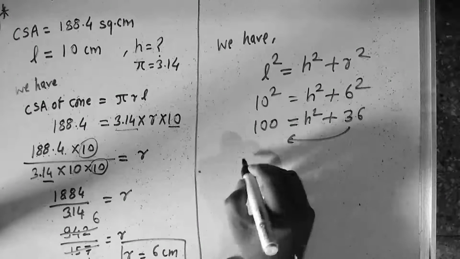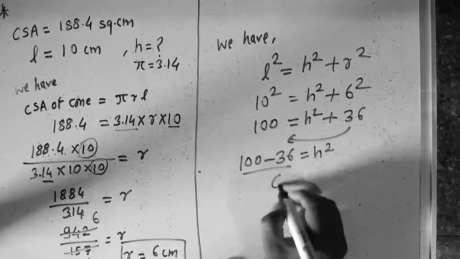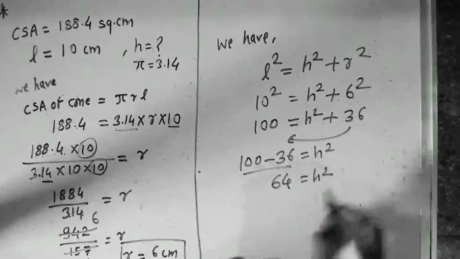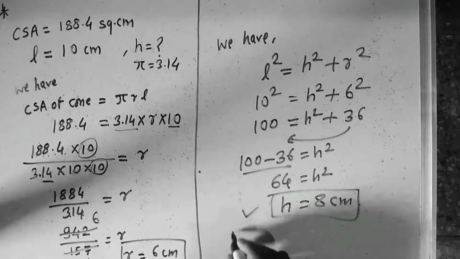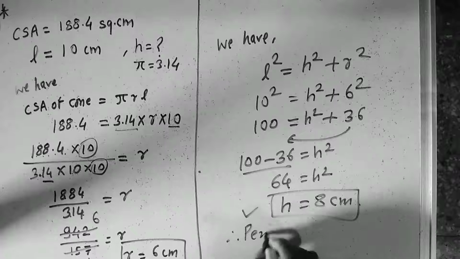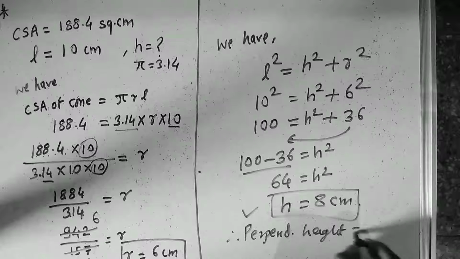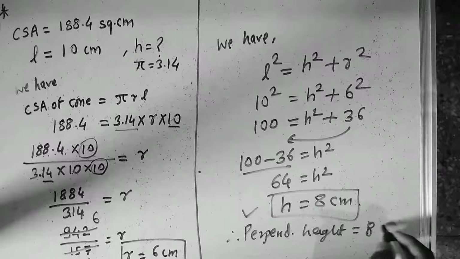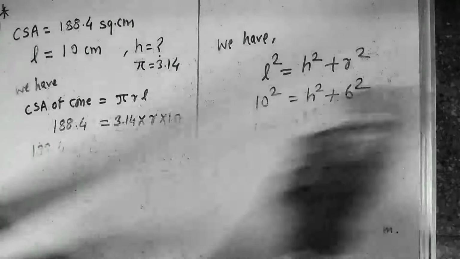Let's send this to the opposite side. 100 minus 36 equals H square. As you know, this subtraction gives us 64 equals H square. H equals 8 centimeter, and this is the final answer. Therefore you can write here: perpendicular height is equal to 8 centimeter. I hope you understood. Okay, now students, let's see the next example. Wherever it is easy I will go fast, obviously.